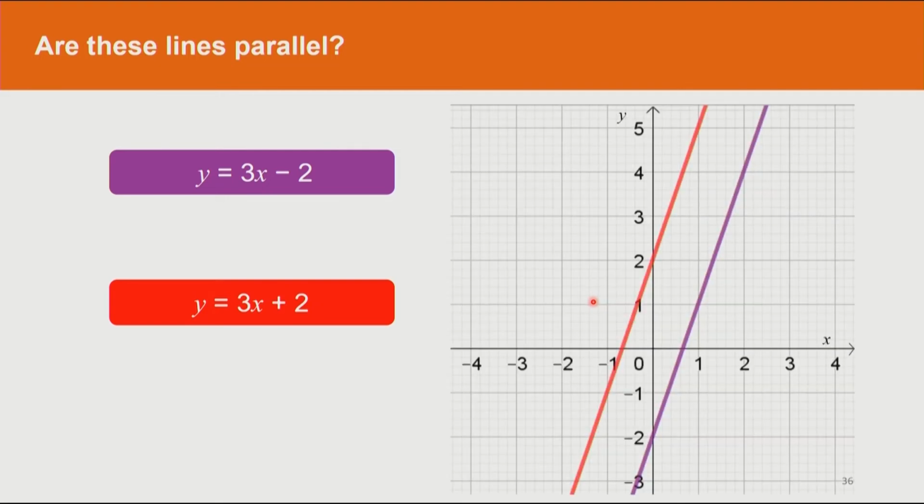Even if you draw them, just like we've learned previously how to draw straight line graphs, you get your table, you get your numbers. When you draw it, you'll be able to see that the two lines are parallel, as we have it there. So the answer to this question is yes, they both have a gradient of 3. Therefore, the two lines are parallel.